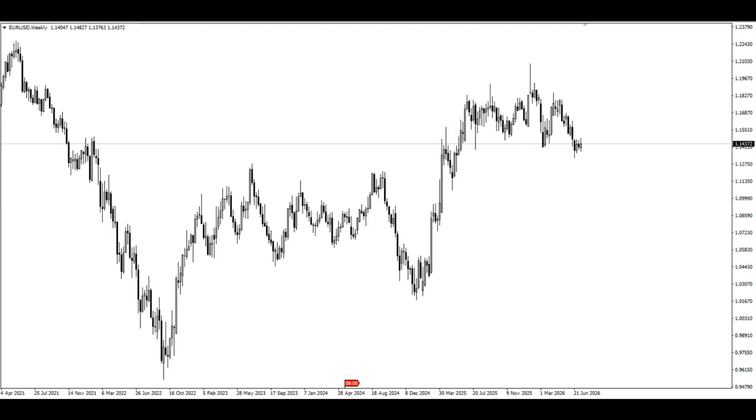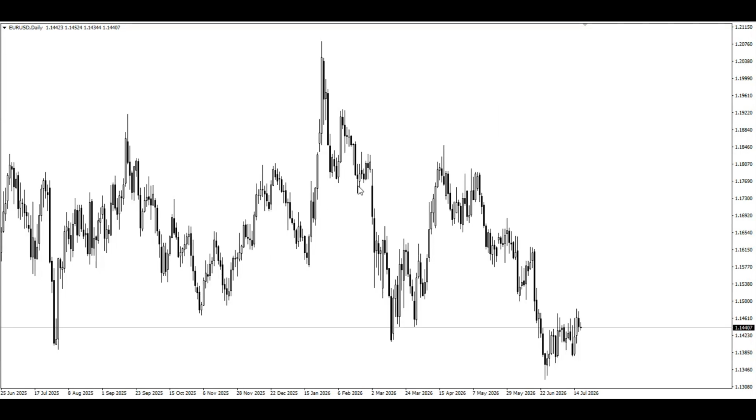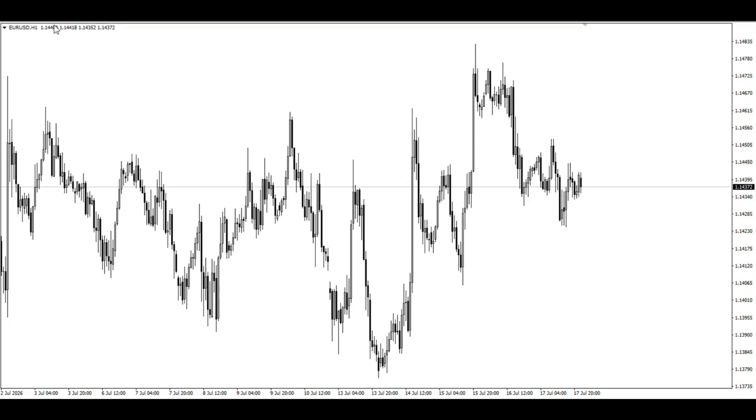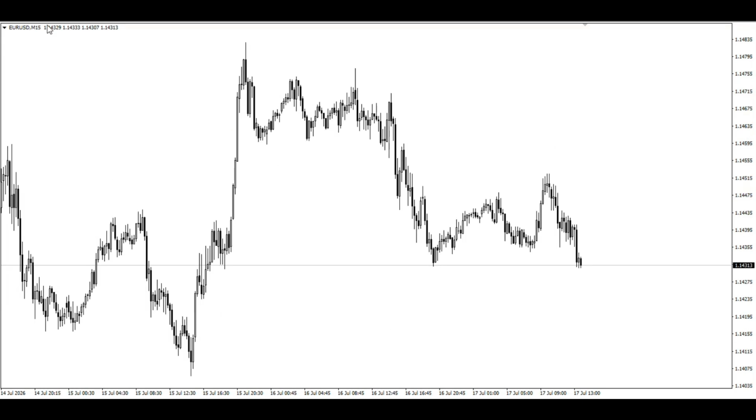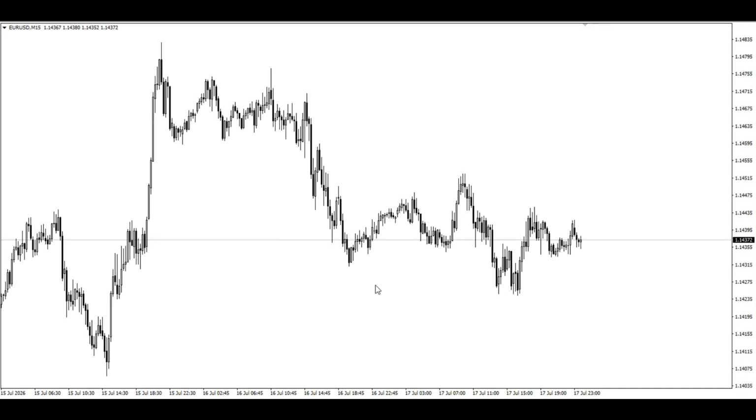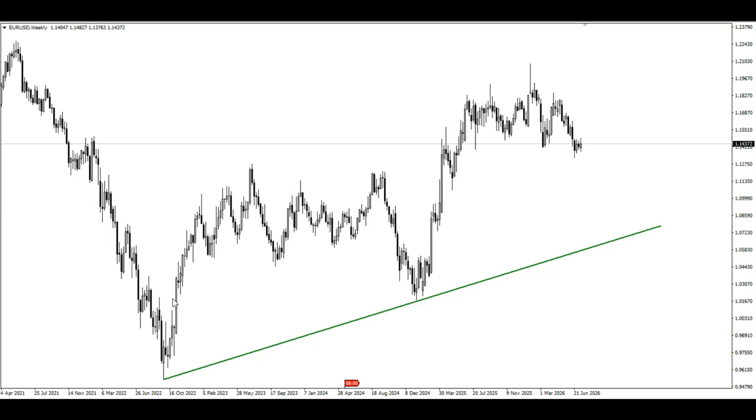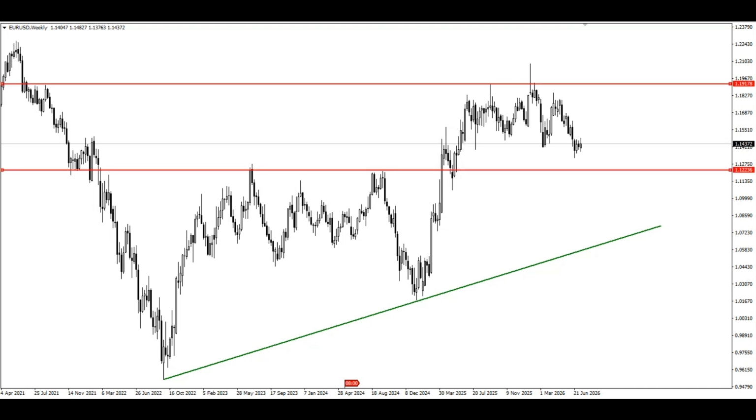The secret to high probability trading in Forex is multi-time frame analysis. In just 2 minutes, I'm going to show you exactly how to top-down analyze EUR/USD from the weekly chart all the way down to the 15-minute chart for a sniper entry. Let's dive in. First, we start with the weekly chart to capture the big picture.